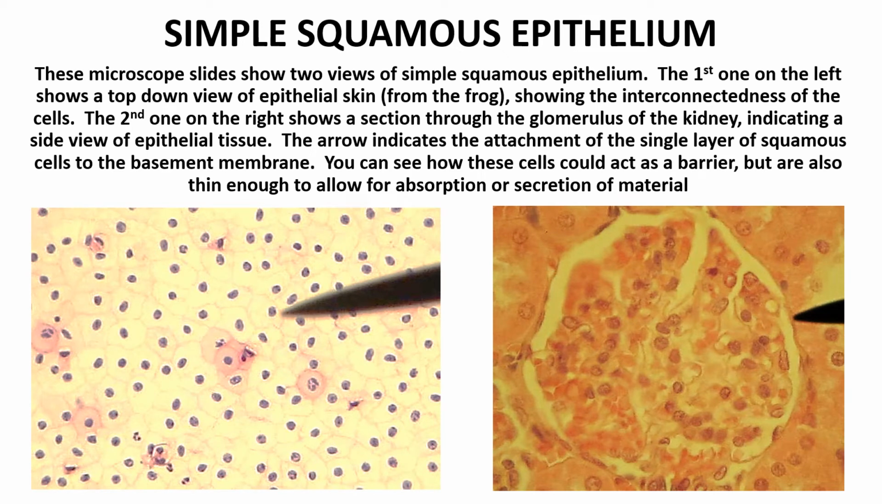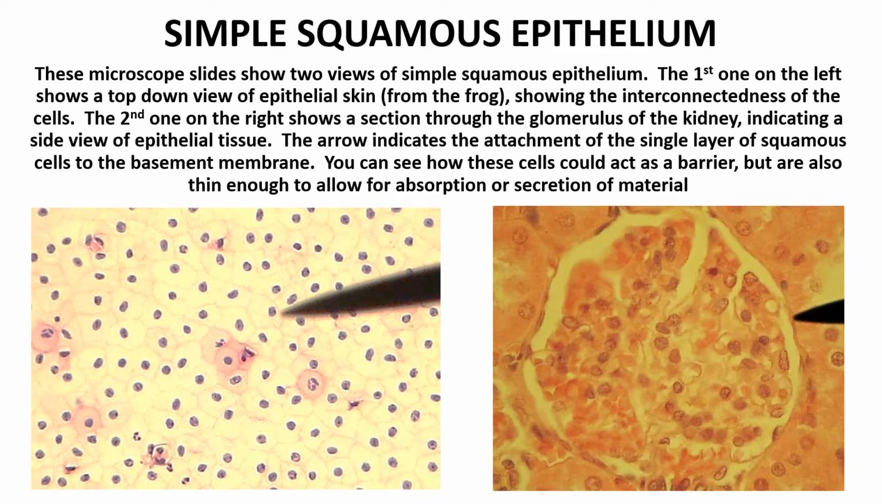On the right-hand side is when we take a cross section through the glomerulus of the kidney. So you have to look very carefully where the arrow is pointing. There's a thin layer of cells lining that whole tube-like structure. That's the simple squamous cells. So you can see how thin they are when we take a look at a cross section through them versus looking top down at them.